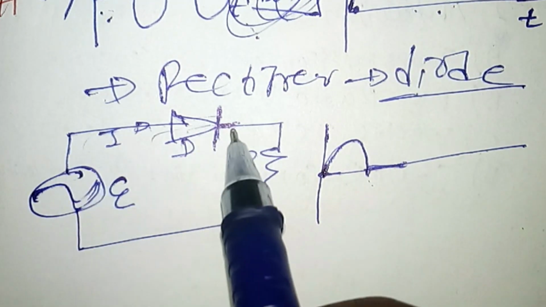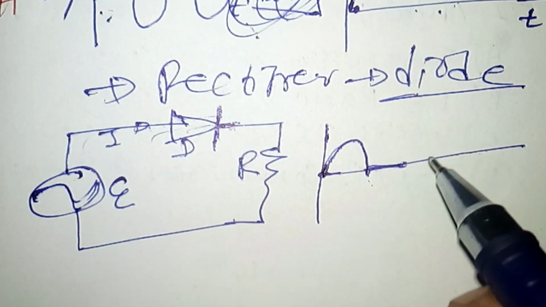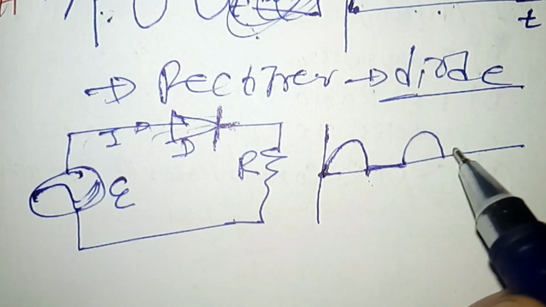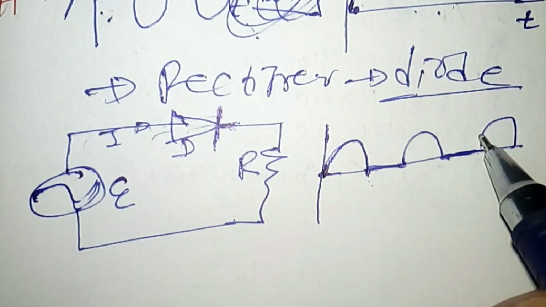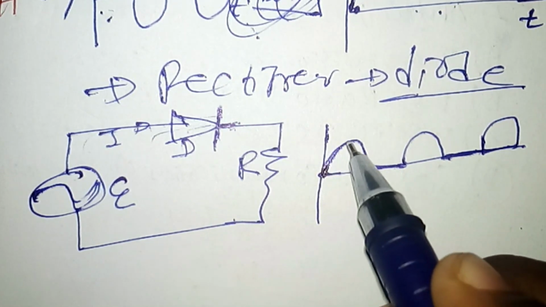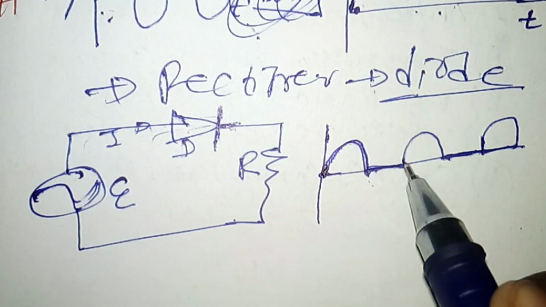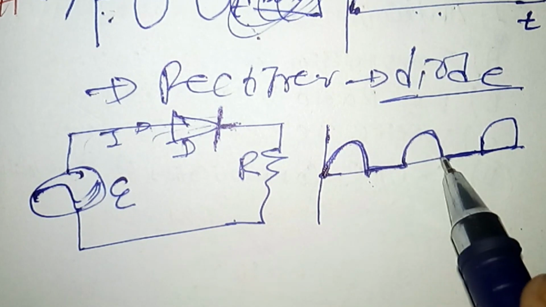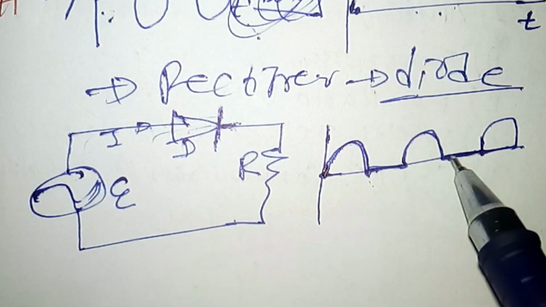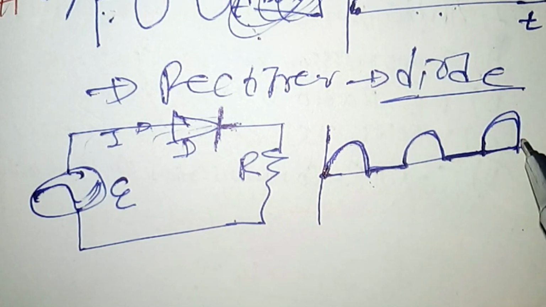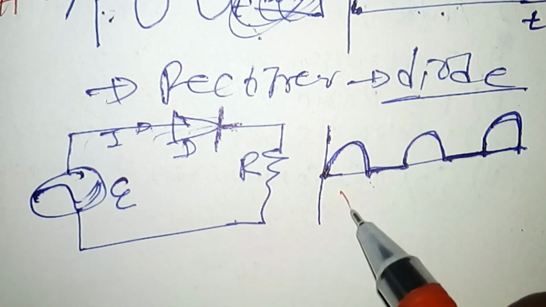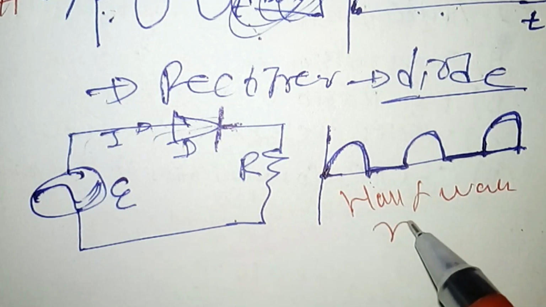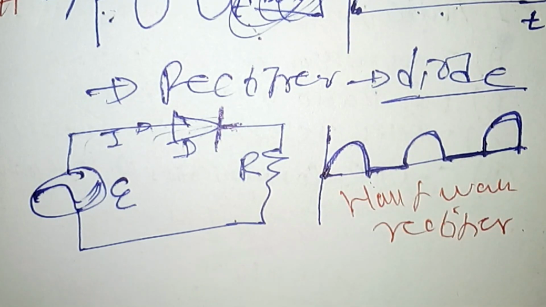And again, if the current changes its direction and becomes forward, we have current, and if it is reversed, the current is zero. So we get something like this diagram. In reverse bias, no current. Again, forward bias, we have current, and reverse bias, no current. Forward bias, we have current, and this graph continues like this. So this is what we call the half-wave rectifier, or half-wave rectification simply.